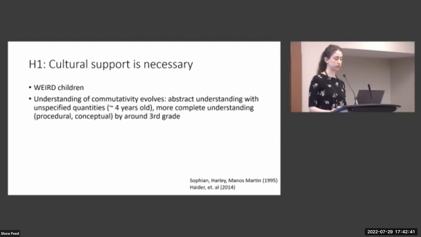So some former research that could support the hypothesis that cultural support is necessary for commutativity knowledge has been done in WEIRD children, the acronym standing for Western Educated Industrialized Rich Democratic populations. So work has shown that understanding of commutativity evolves. Initially, children have an abstract understanding of commutativity on unspecified quantities around 4 years old, and then they acquire a more complete understanding by around 3rd grade, where they can implement this principle to problems, but also explicitly state the property when asked about it.